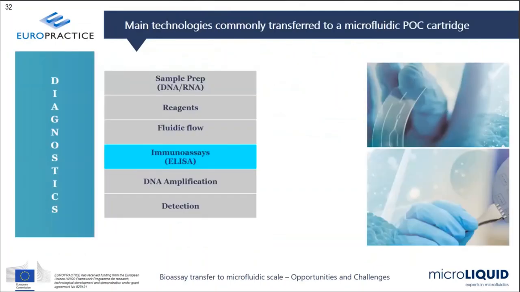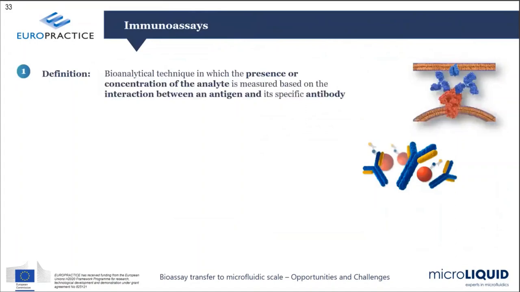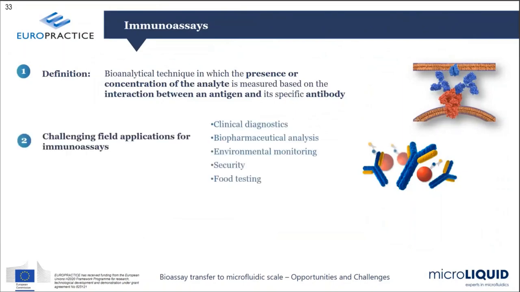So let's move now into the immunoassays that could be performed in a microfluidic device, the different options that we have. An immunoassay is by definition an interaction between two different molecules, the antigen and the antibody, in order to trap a specific target. It could be the antigen or the antibody, it could be both, and so one of them. And the challenging applications for immunoassay are not only clinical diagnostics, but also biopharmaceutical analysis, environmental monitoring, security, or food testing, for instance.